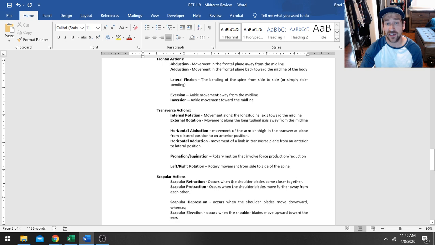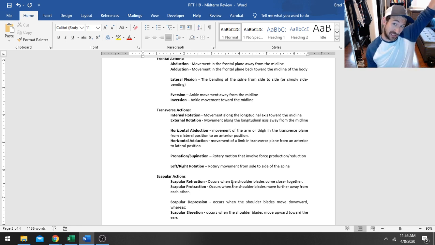You've got frontal plane actions like abduction and adduction. Abduction is a movement away from your midline. Adduction is a movement toward your midline. You can think of it as like my arms are being abducted by aliens, right? You've got lateral flexion, which is special to only the spine. It doesn't have an opposite here, but basically your spine can laterally flex either left to right or right to left. You've got eversion, which is also special to the ankle.